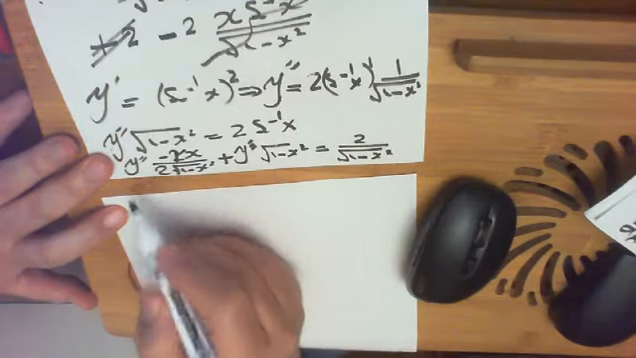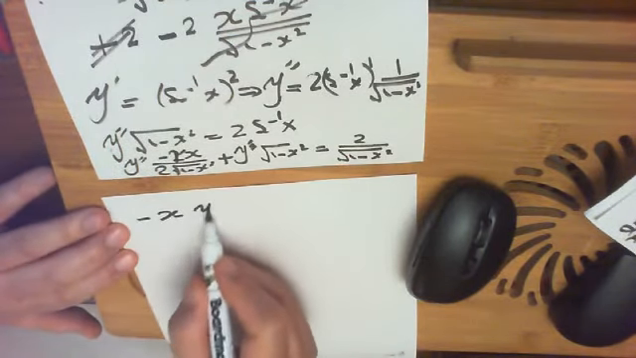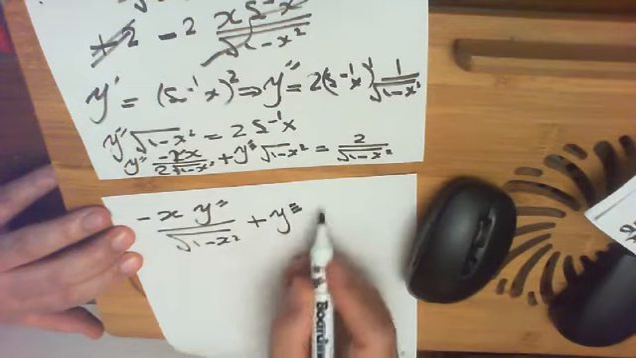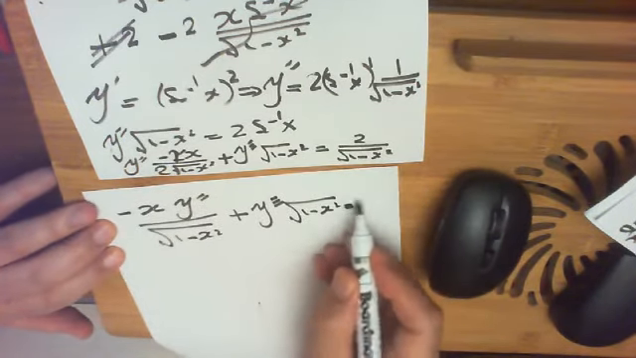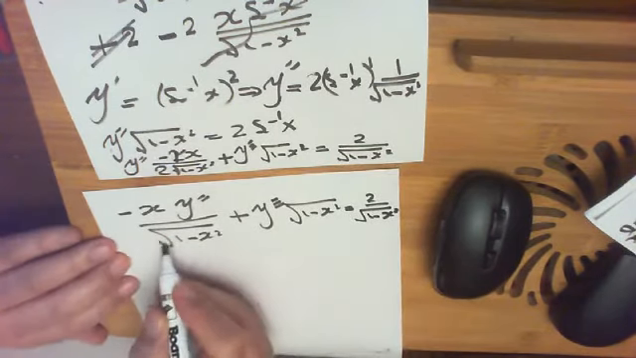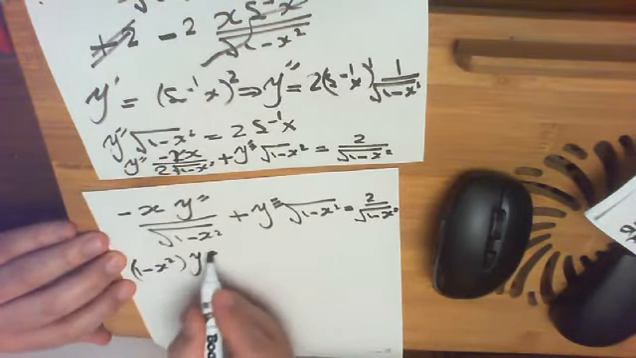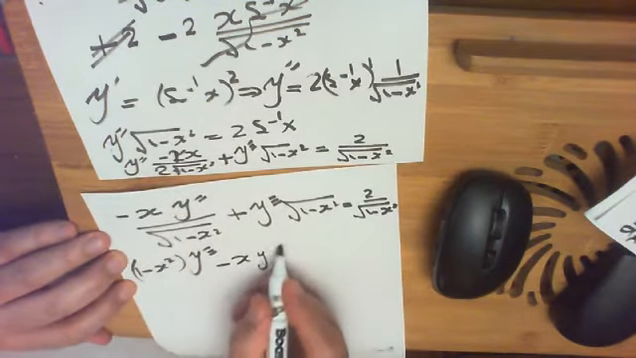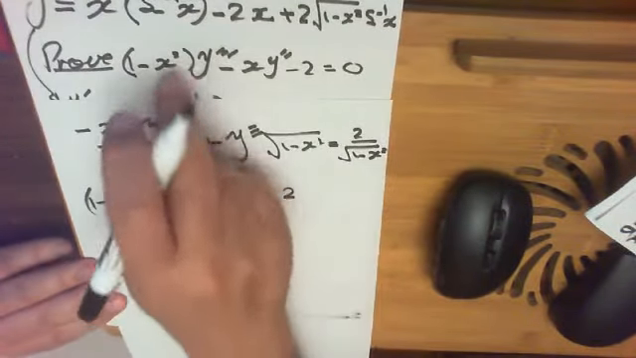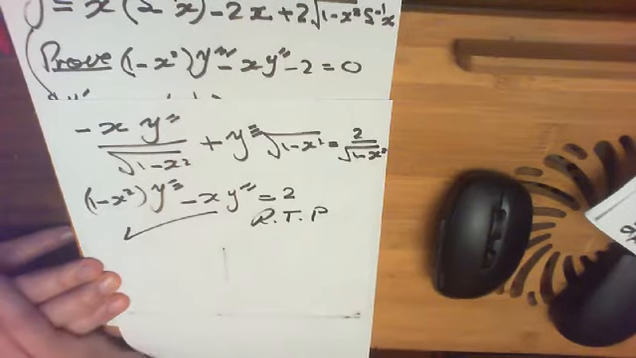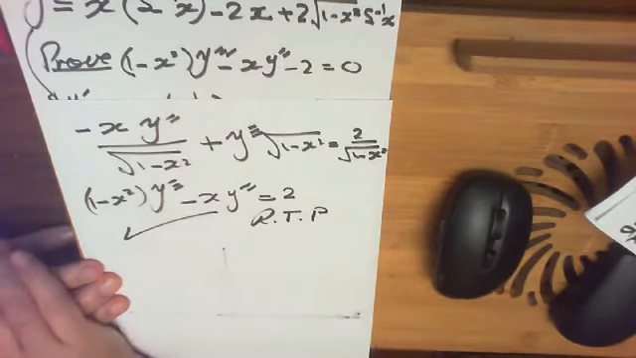As you see, 2 with the 2, so we'll have minus x y double dashes divided by root 1 minus x squared plus y triple dashes square root 1 minus x squared equals 2 over root 1 minus x squared. Multiply both sides by root 1 minus x squared to obtain: this will be 1 minus x squared y triple dashes, this will be minus x y double dashes, this will be just 2. This is exactly what is required to be proved. As you see, it's very simple, very easy.